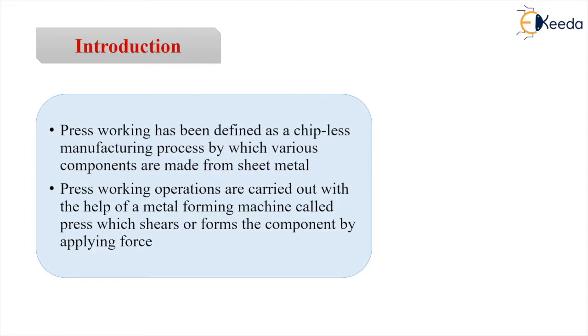Okay, so this sheet metal operation is nothing but the press working. This press working has been defined as a chipless manufacturing process. So here we are not going to remove the material in the form of chip. Here we are going to shear the material, or we are going to cut the material. So that's why it is the chipless manufacturing, by which the various components are made. Components are made by using the sheet.